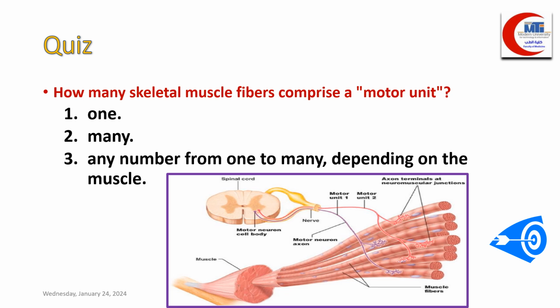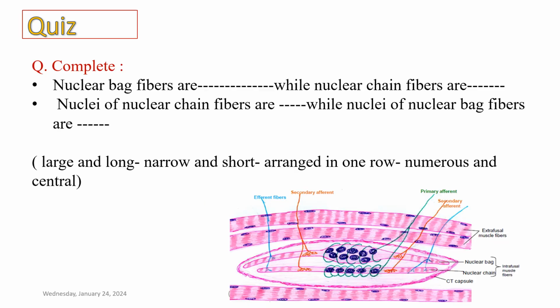What about this quiz? How many skeletal muscle fibers comprise a motor unit? One, many, or any number from 1 to many depending on the muscle? The correct answer is many. What about this complete question? Nuclear bag fibers are what, while nuclear chain fibers are what? Nuclear bag fibers are large and long, excellent, while nuclear chain fibers are short and narrow.